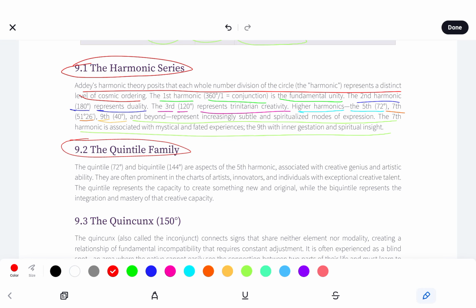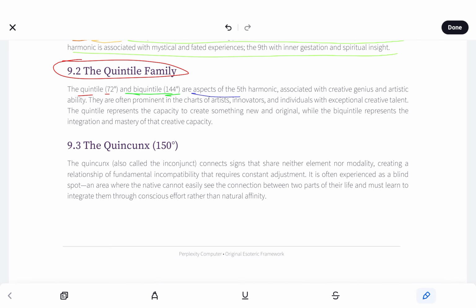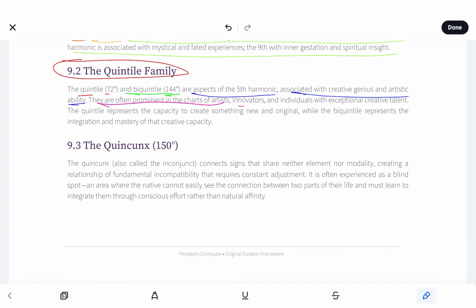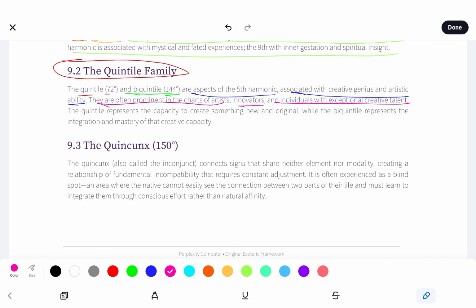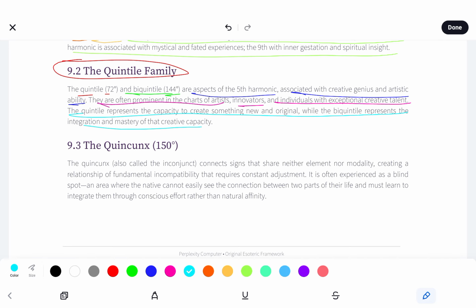The quintile family. The quintile, 72 degrees, and biquintile, 144 degrees, are aspects of the fifth harmonic associated with creative genius and artistic ability. They are often prominent in the charts of artists, innovators, and individuals with exceptional creative talent. The quintile represents the capacity to create something new and original, while the biquintile represents the integration and mastery of that creative capacity.